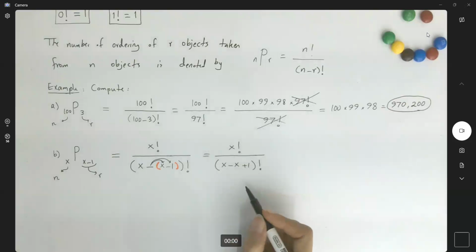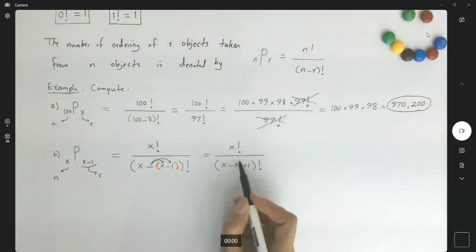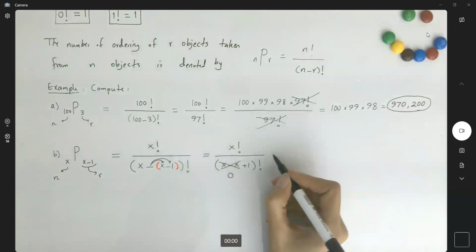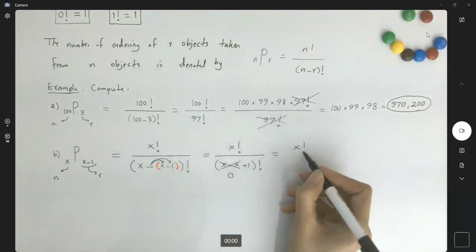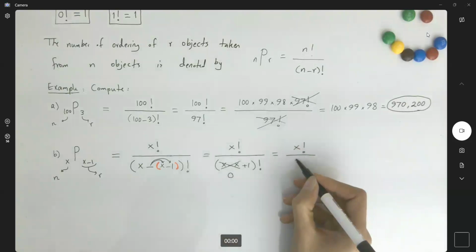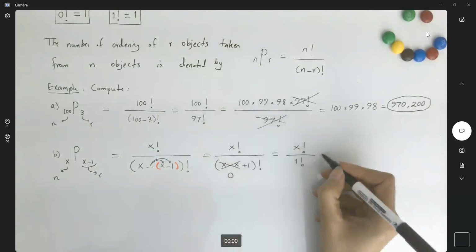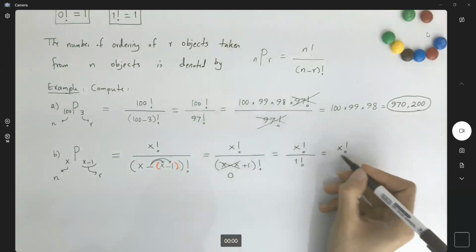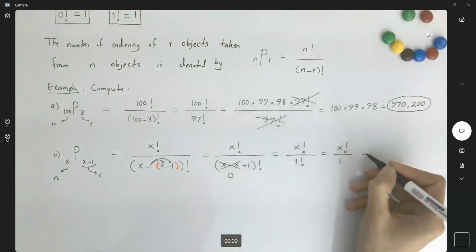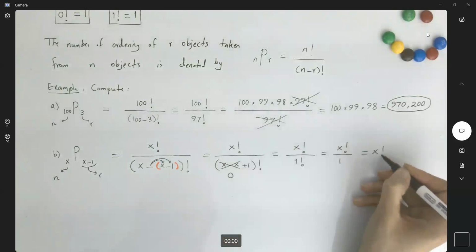Okay, take a look at this. x minus x is 0. You're left with 1 inside parentheses. I have x factorial divided by 1 factorial. By definition, 1 factorial is 1. You have x factorial divided by 1, which is equal to x factorial.